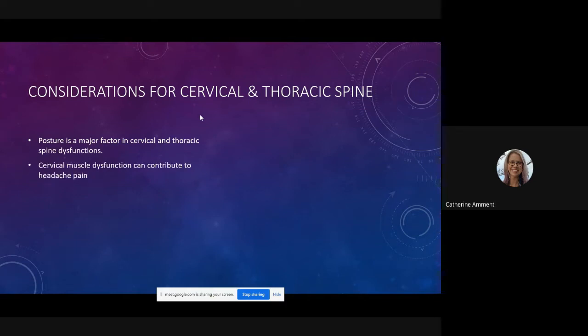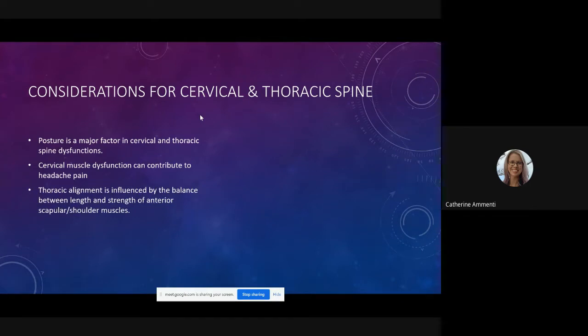Cervical muscle dysfunction can contribute to headache pain. So our patients who have neck pain, headaches, a history of headaches, a history of jaw pain, TMJ issues, a lot of times those are connected to cervical muscle dysfunction. So if the deep cervical flexors are weak, or the posterior muscles are particularly tight, then you're going to tend to fall into that forward head posture, which is not a normal alignment for the cervical or jaw or TMJ joints.